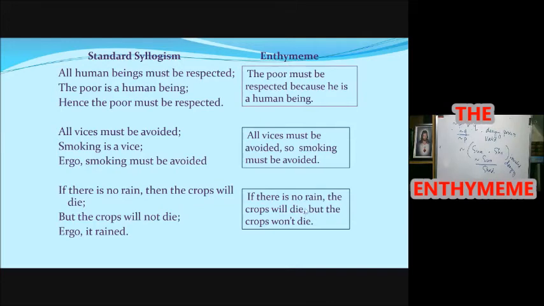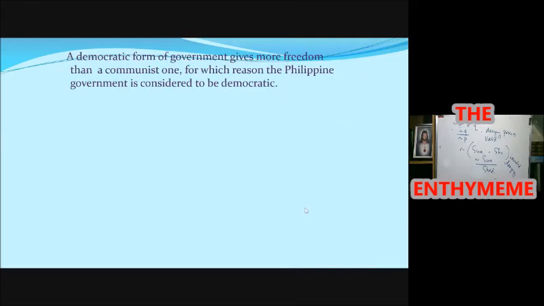Now, let's have a practice here. This is an example of an enthymeme. A democratic form of government gives more freedom than a communist one. For which reason, the Philippine government is considered to be democratic. Now, that is an enthymeme. So we want to identify which part is the premise and which part is the conclusion. Let's analyze this.